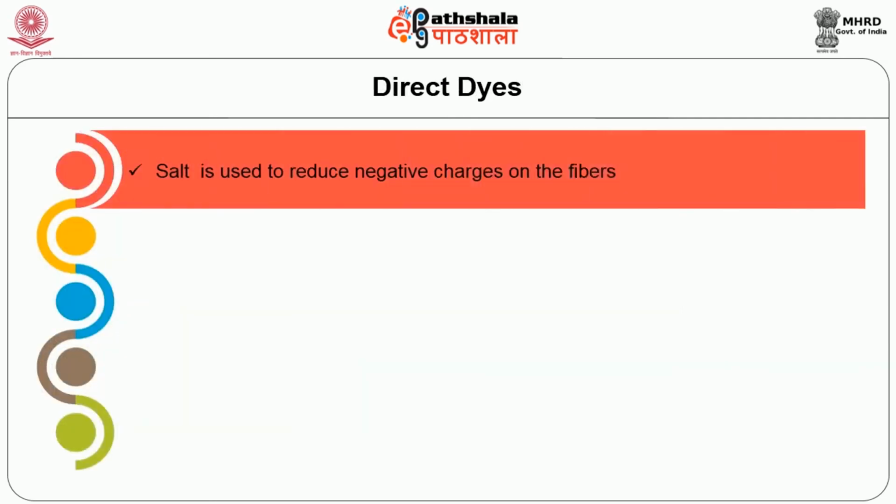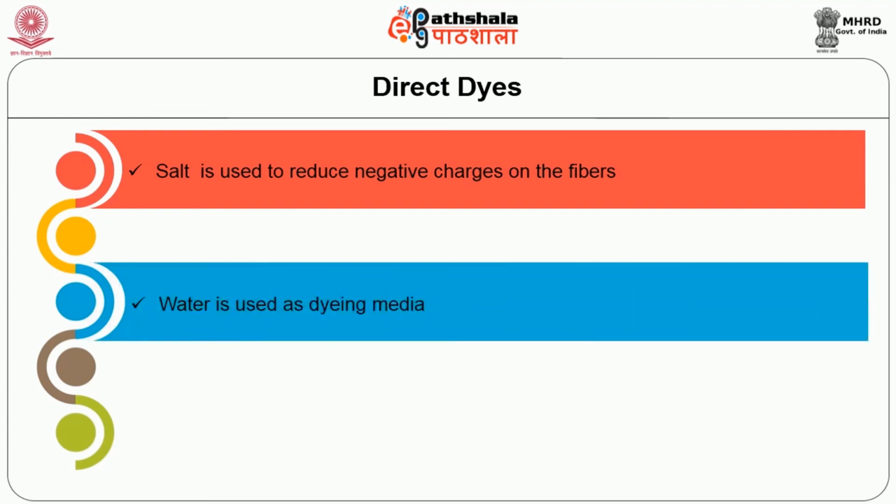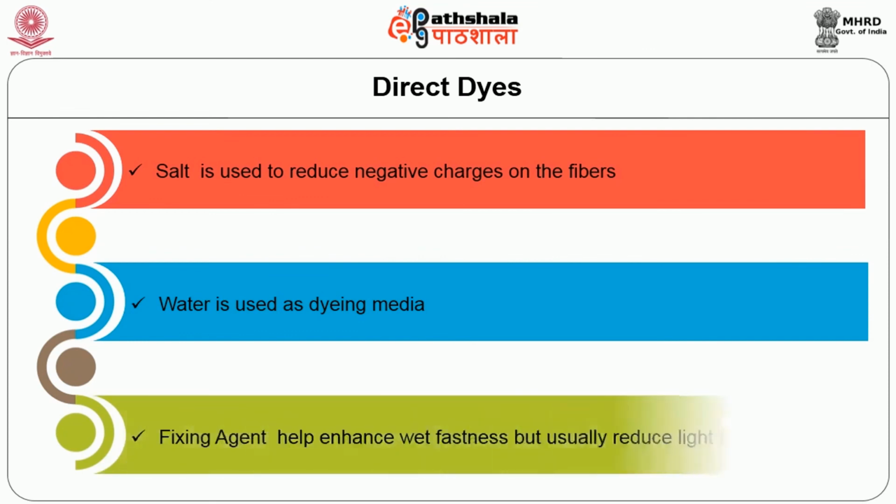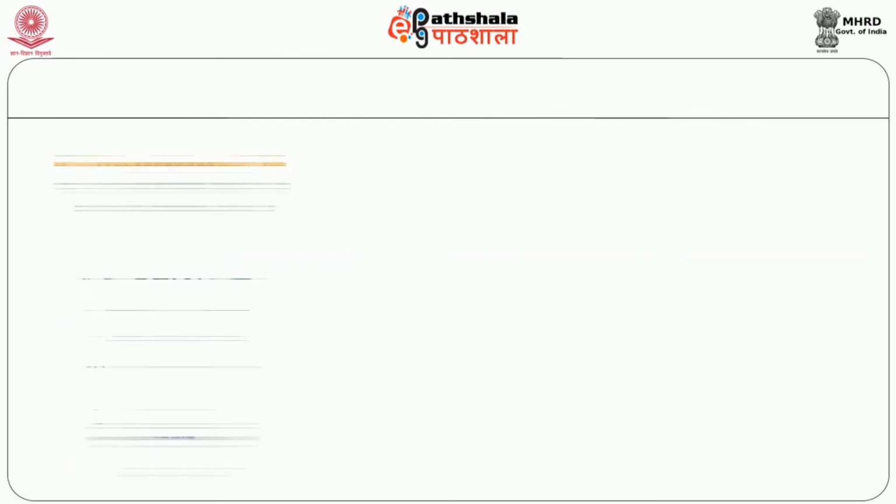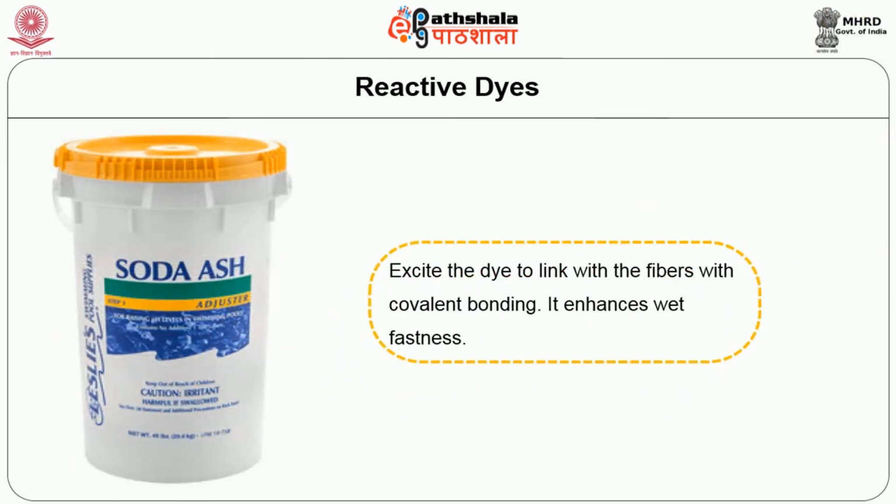Let us have a quick look at the auxiliaries used for various dyes. For direct dyes, salt is used to reduce negative charges on the fiber. Water is used as dyeing media. Fixing agent helps enhance wet fastness but usually reduces light fastness. In addition to the auxiliaries used for direct dyes, that is salt, water and fixing agents, soda ash is used in reactive dyeing to excite the dye to link with the fibers with covalent bonding.